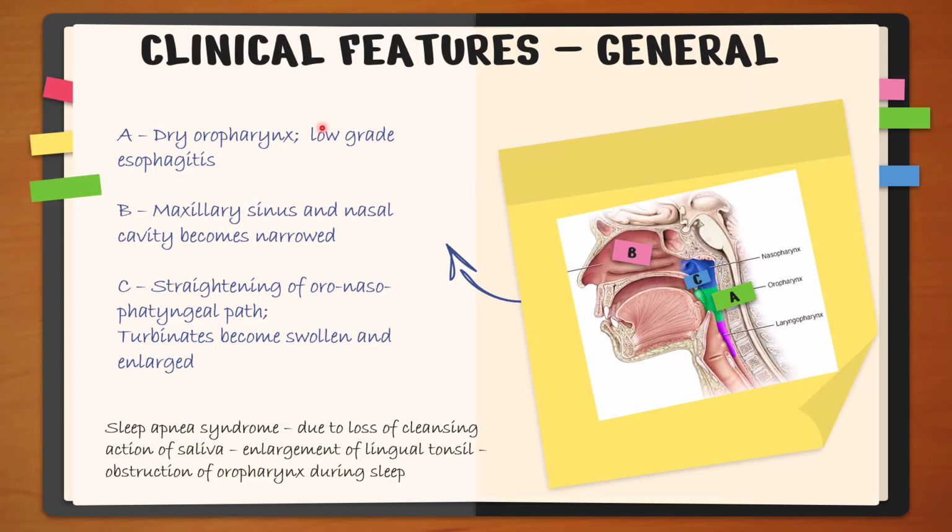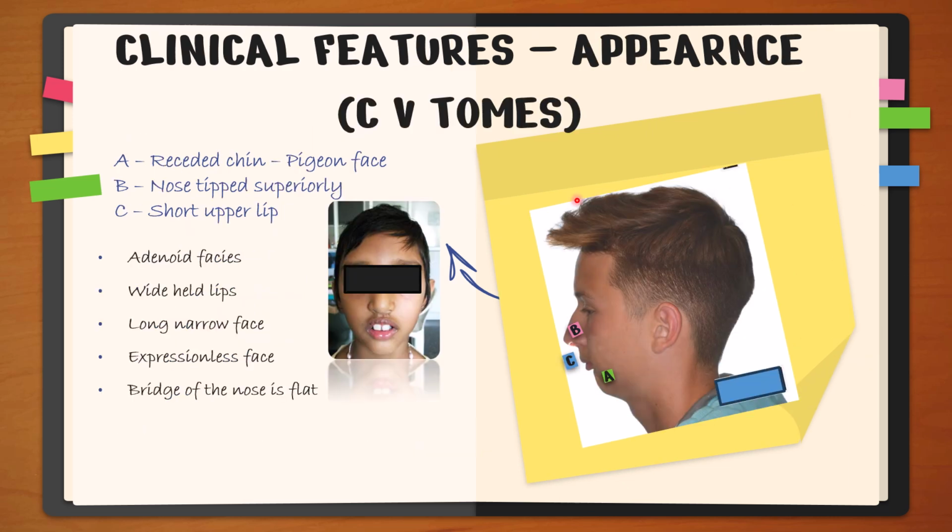When we look into the clinical features, first, the general signs include dry oropharynx and possibly low-grade esophagitis, narrowing of the maxillary sinus and nasal cavity, a straightened oronasal pathway with swollen turbinates. In severe cases, it may also lead to sleep apnea syndrome due to lingual tonsil enlargement causing airway blockage during sleep. Now, coming to the clinical facial appearance as described by C.V.